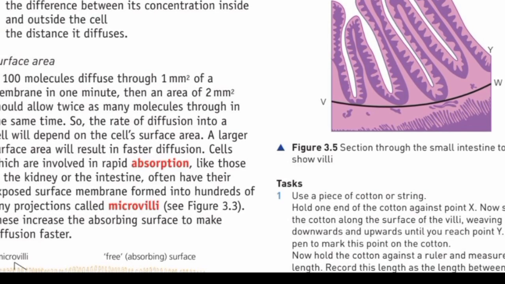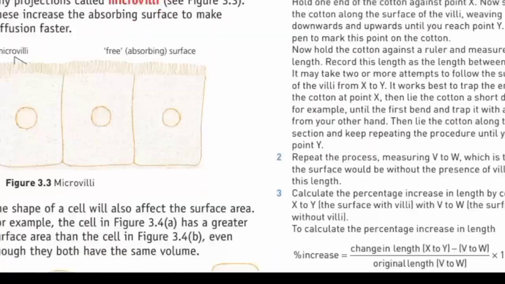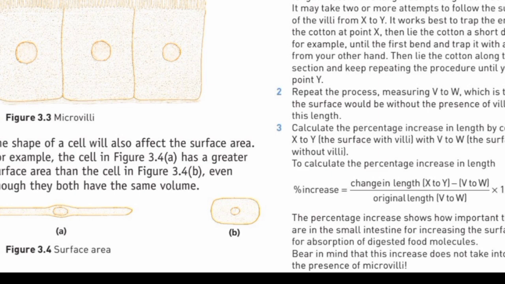The greater the surface area, the faster the diffusion. Cells involved in absorption, like in the intestine and kidney, have tiny projections called microvilli. These increase the surface area and make diffusion faster. The shape of the cell also affects the diffusion.